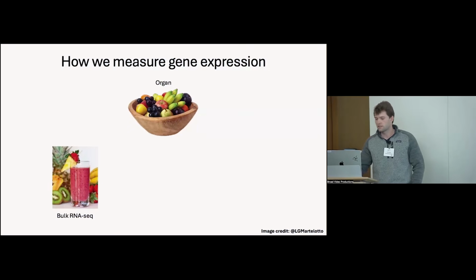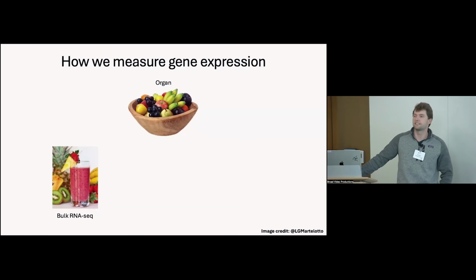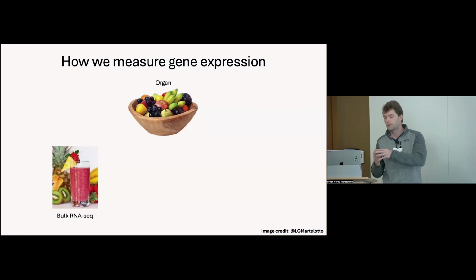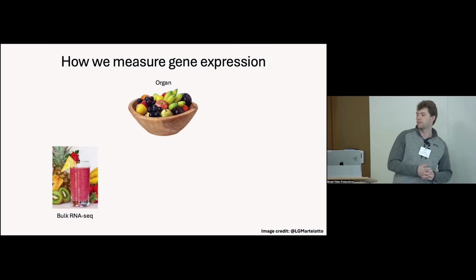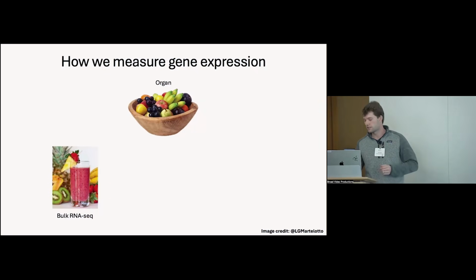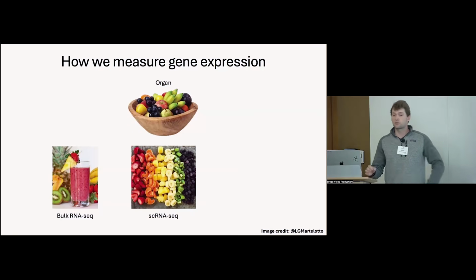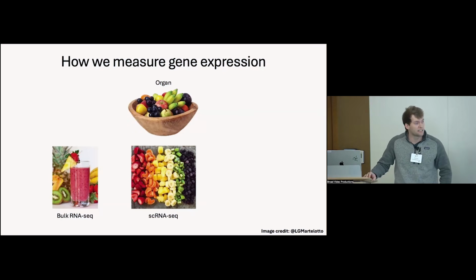So one way we can measure gene expression is bulk RNA-seq. Bulk RNA-seq in this example is like I'm taking my organ, my fruit basket, and putting it in a blender, and out comes a smoothie. So in this representation, we have tissue-level gene expression. We have no single cell or spatial, just tissue-level gene expression. Next, we have single-cell RNA-seq. With single-cell RNA-seq, we no longer have tissue-level expression. We can have single-cell level expression.